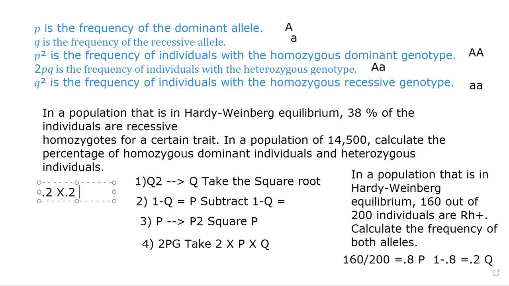And I bet a bunch of you think it's 0.4, and you're wrong. So watch. 0.2 times 0.2 equals, there it is, 0.04, and that's a big difference. So you really can't make mistakes like that, and don't automatically assume that you know the answer on this one. So 0.04 is actually q squared. So I found q squared if I needed it.